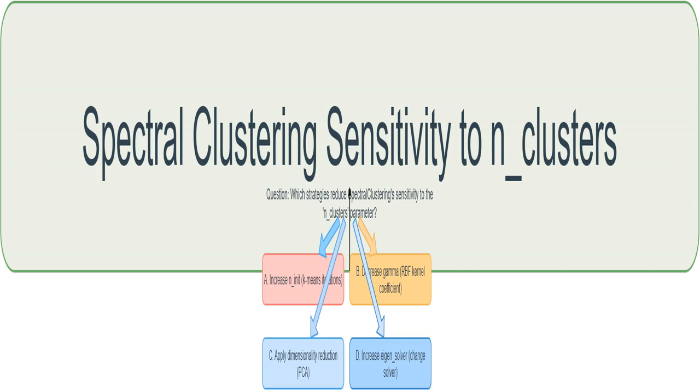I'm exploring how sensitive SpectralClustering is to the number of clusters we choose. It's like trying to group people into teams. If I don't pick the right number of teams, I might end up with some teams that are too big or too small, and the groupings just won't feel right. That's the problem we are trying to solve.